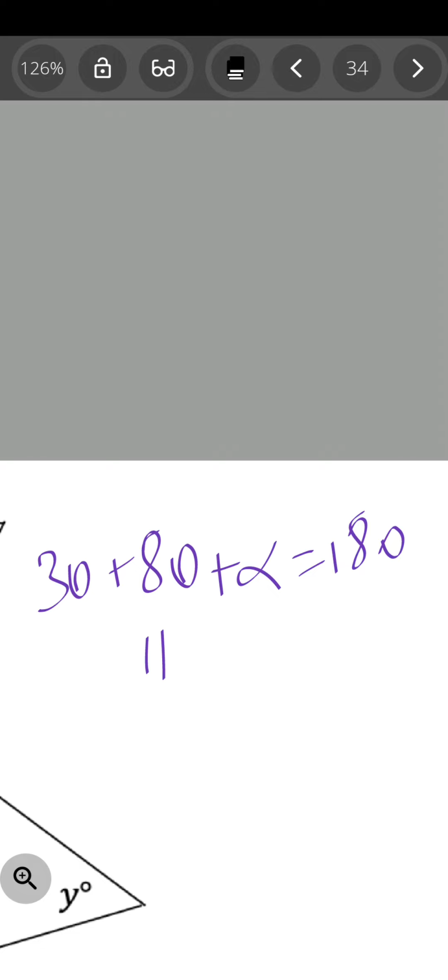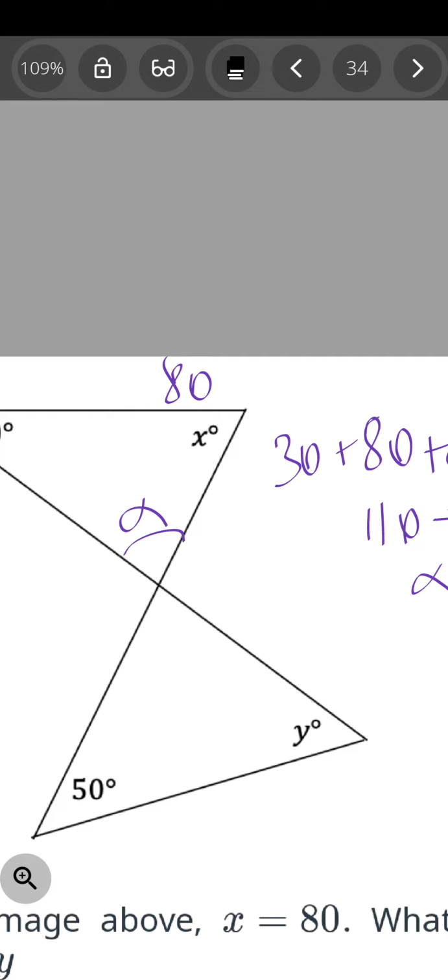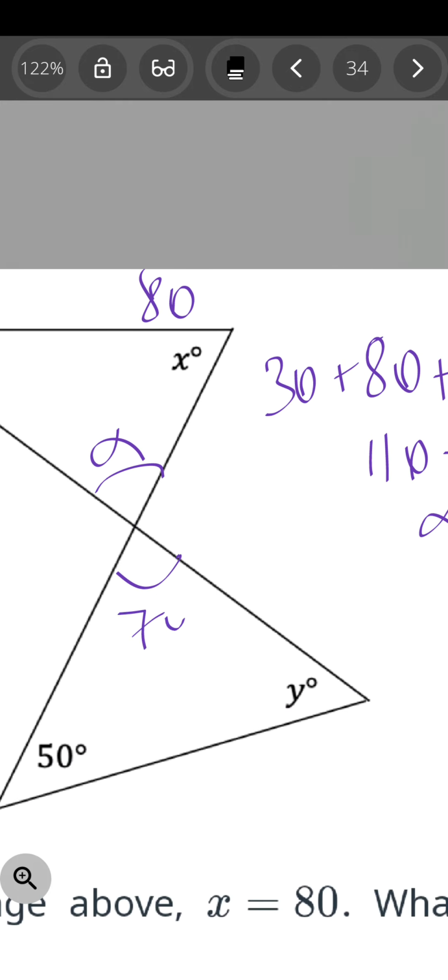And we'll get that 110 plus alpha is equal to 180. Let's subtract 110 from both sides of this equation. We'll get that alpha is equal to 70 degrees. And we know that the vertical angles are equal. So this angle must be equal to 70 degrees.